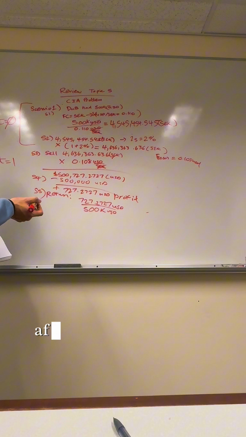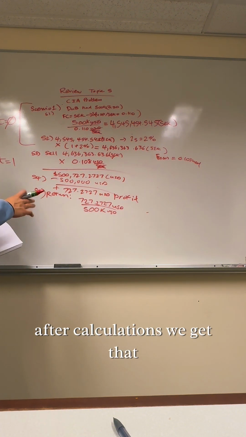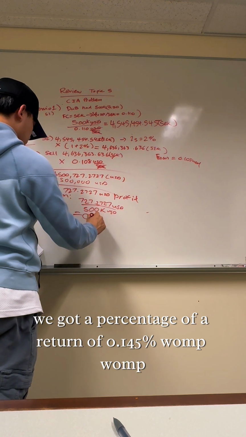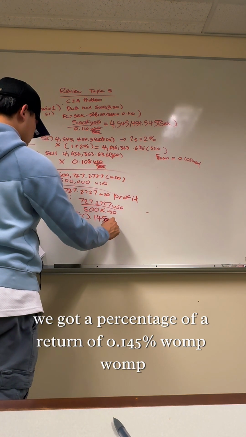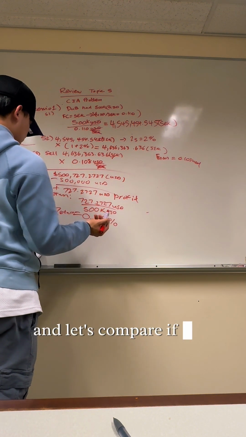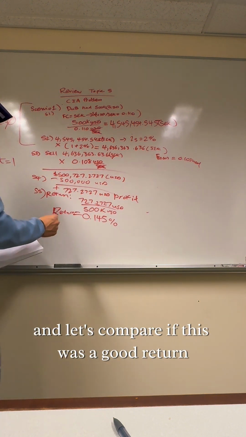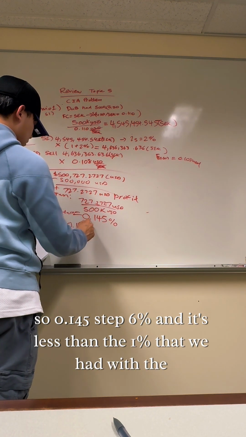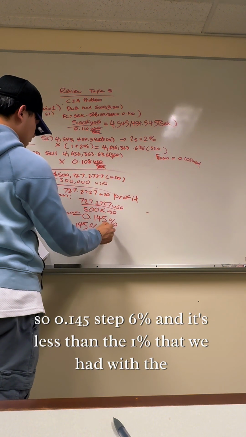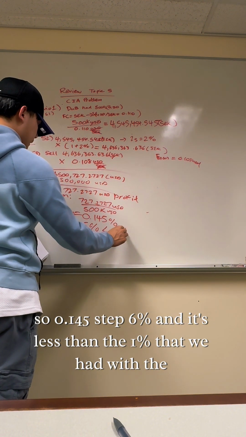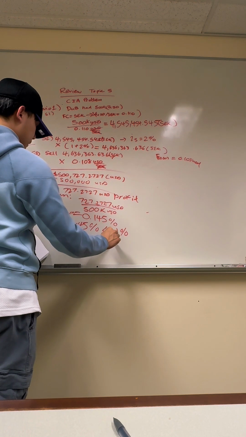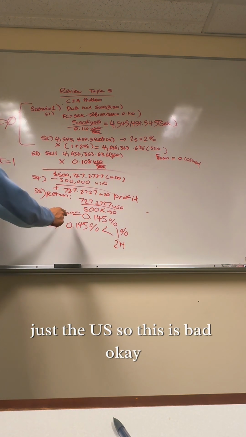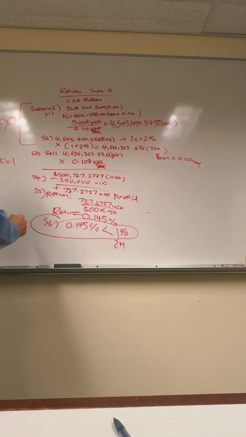USD. After calculations, we get a percentage return of 0.145%. And let's compare if this was a good return. So 0.145% is less than the 1% that we had with the interest rate of the home currency, which is the US. So this is bad, okay? It's not a good return.